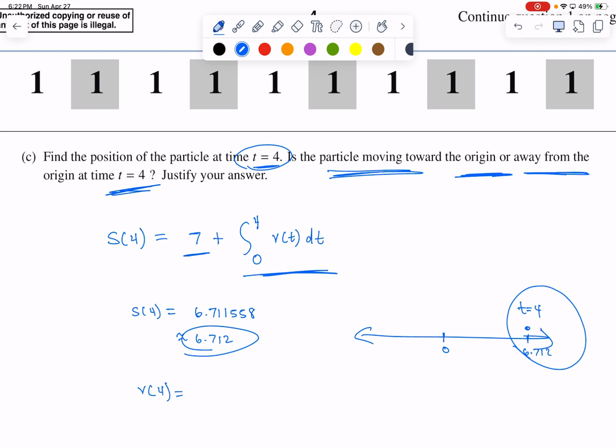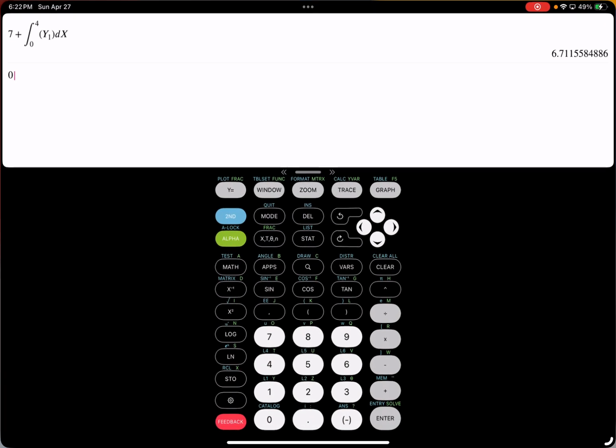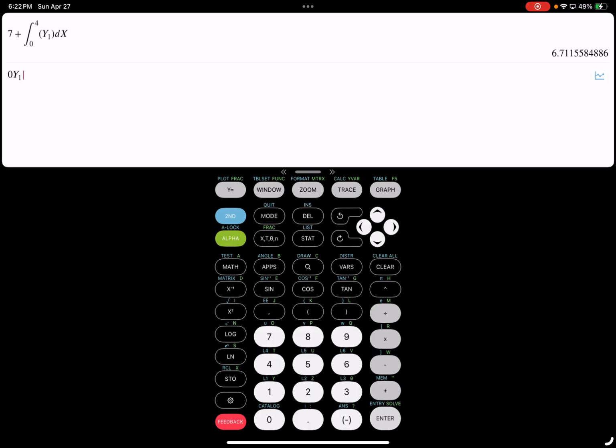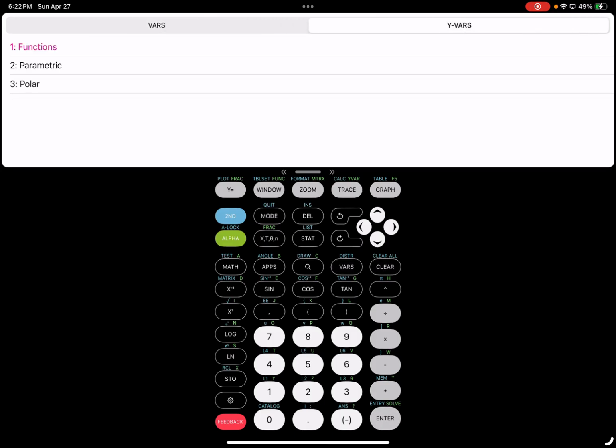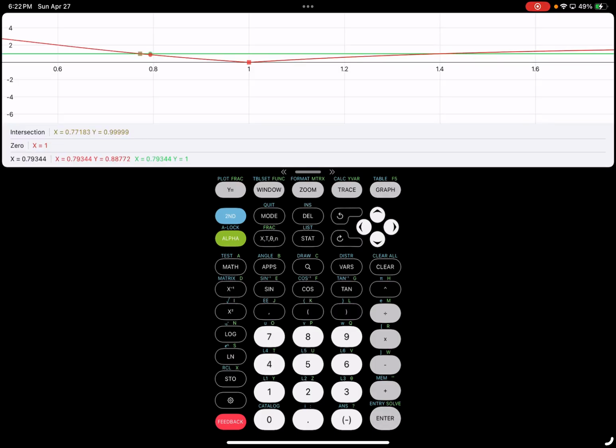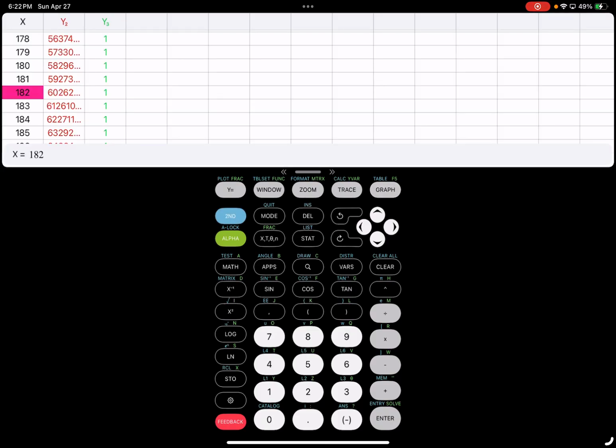Yeah, you can just go to your home screen and do that. All you have to do is go vars, y vars, function, y1 of 4. Oops, I don't know why I had a 0 there first. y1 of 4, or you could go to the table and see what it is at 4.